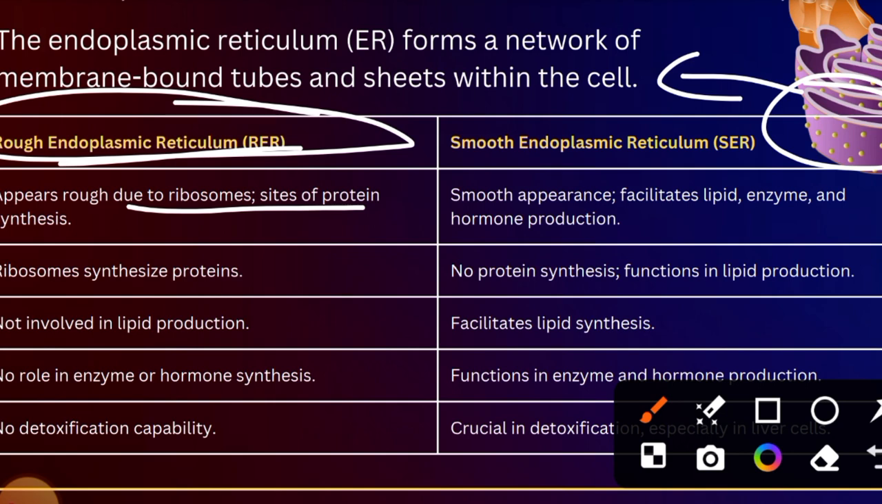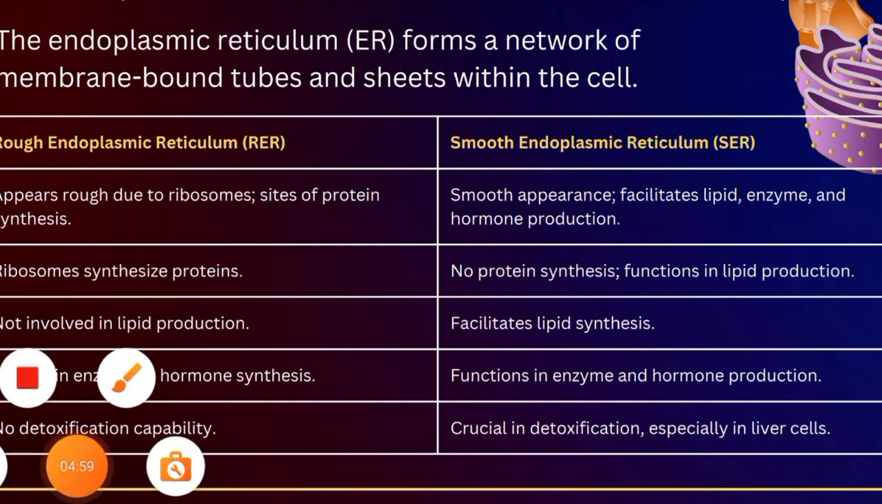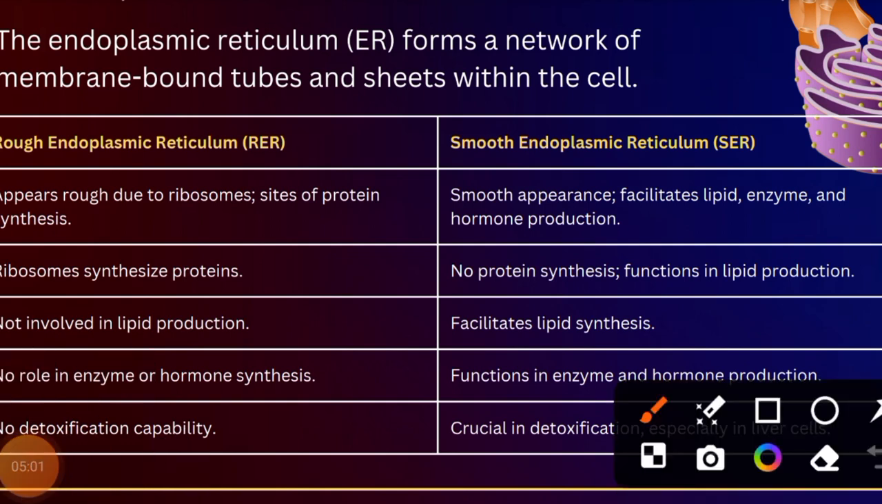These are the sites of protein synthesis, where protein is being synthesized. While smooth endoplasmic reticulum does not have these facilities, it does not have ribosomes. It is totally plain, and it is the organelle which synthesizes lipids, enzymes, and produces hormones. Basically, which type of hormones? Like testosterone and estrogen, so steroidal hormones. I don't know the perfect pronunciation of that.